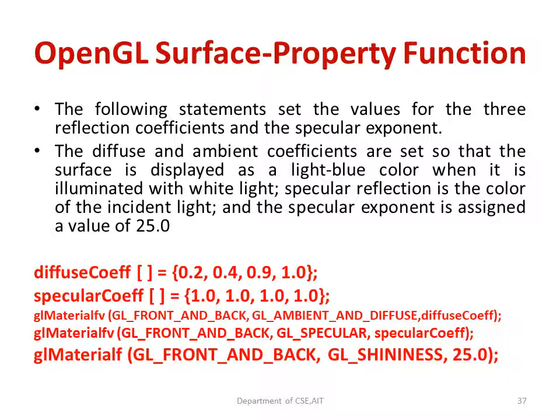and the specular reflection is nothing but the color of the incident light. In glMaterialfv, the first one is the surface. It is considering both the front and the back surface. For the front and the back surface, I am giving some ambient and diffuse light. And this ambient and diffuse light is defined in my diffuse coefficient array. So the values we have in the diffuse coefficient array will be reflected in your ambient and diffuse. Similarly, for the front and back surfaces, again I am going to give a specular effect, the specular light.